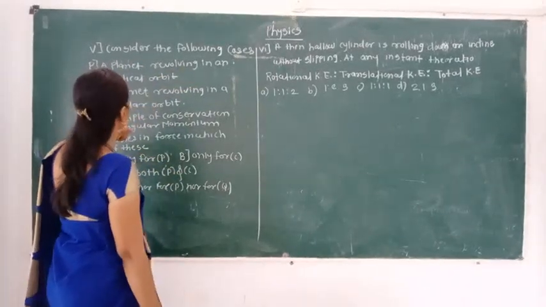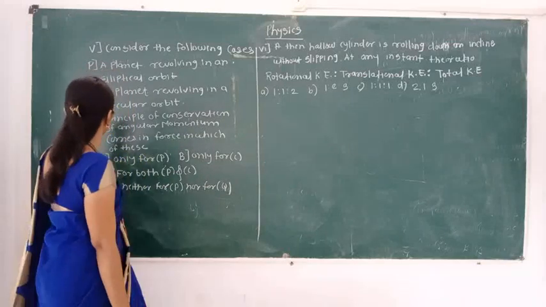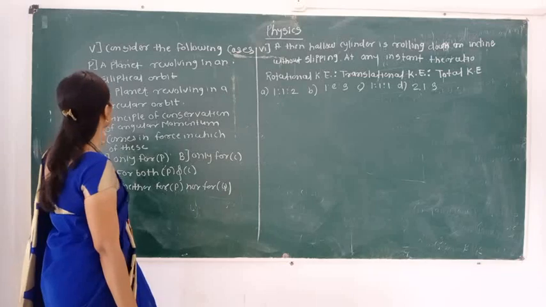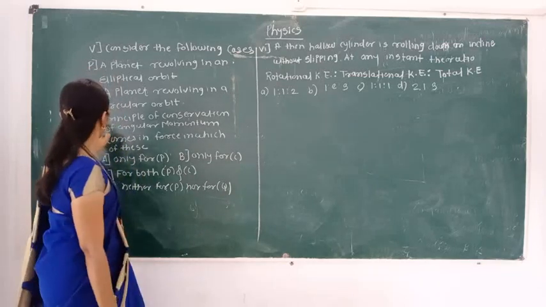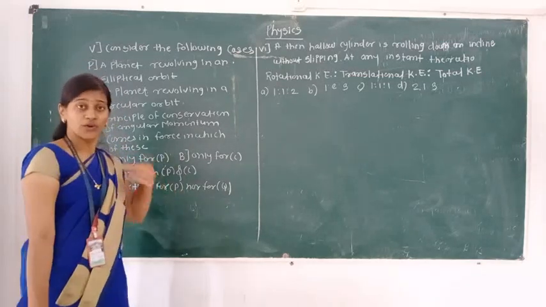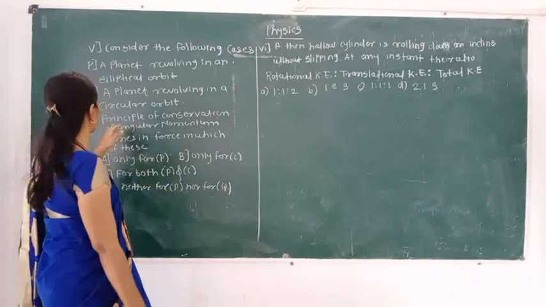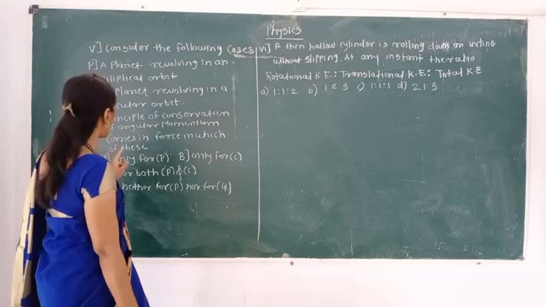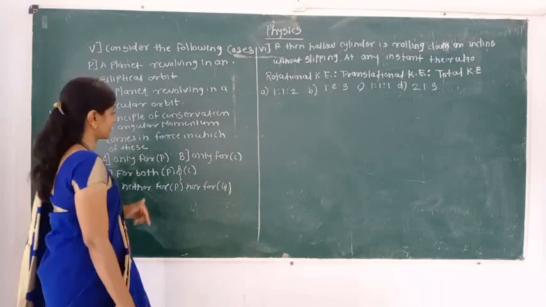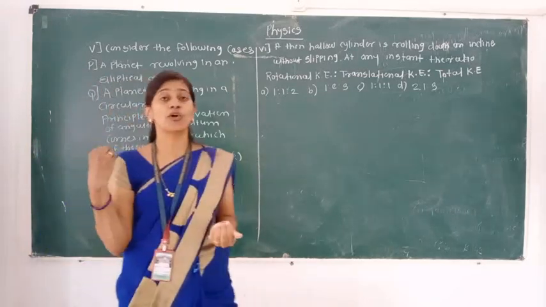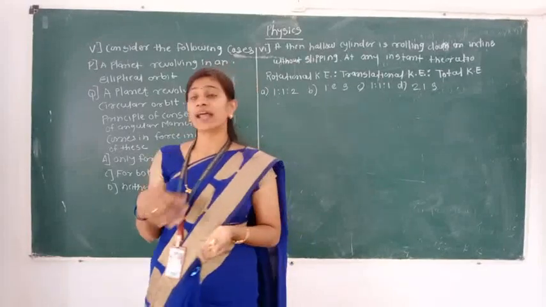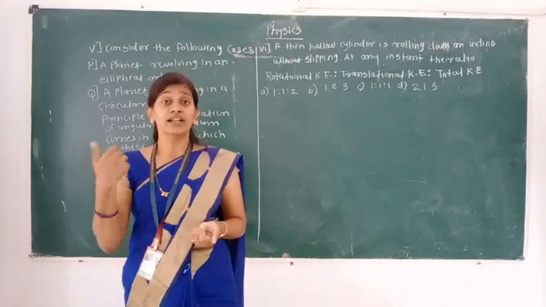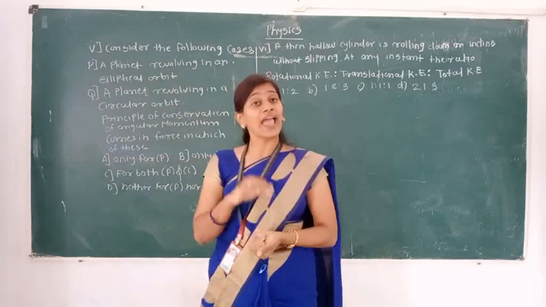P, a planet revolving in an elliptical orbit. Q, a planet revolving in a circular orbit. Next, here those 2 cases are there. From those 2 cases, one statement is there: principle of conservation of angular momentum comes in force in which of these? That means a planet revolving in an elliptical orbit and a planet revolving in a circular orbit. In both cases, is there a conservation of angular momentum?